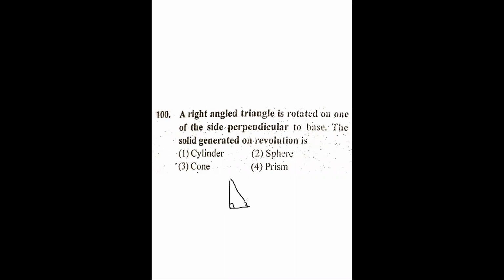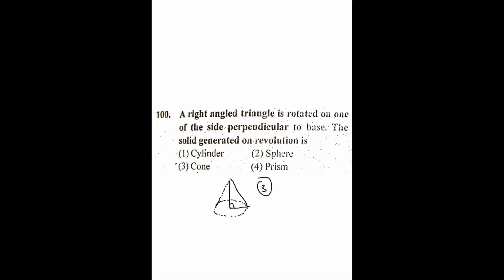So when you rotate the right angled triangle full 180 degrees, you can see a cone is formed. So option 3 will be the right answer. When you are rotating a right angled triangle, you are getting a cone.